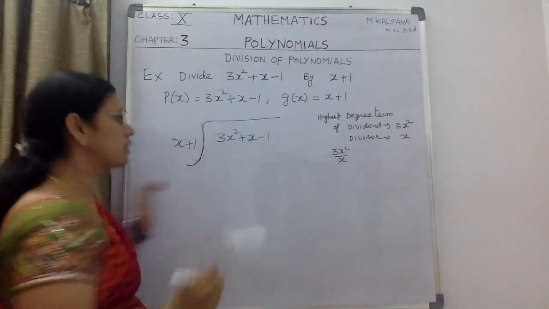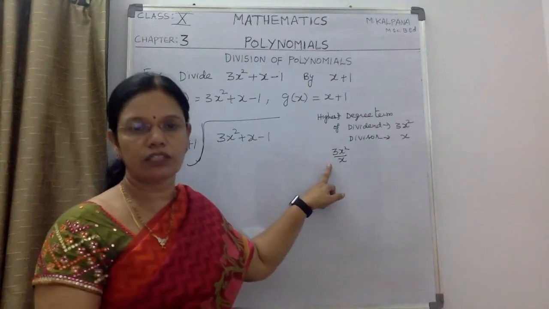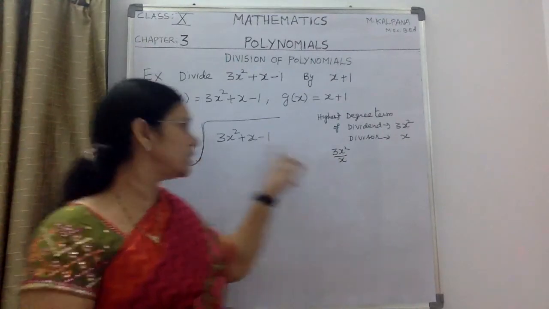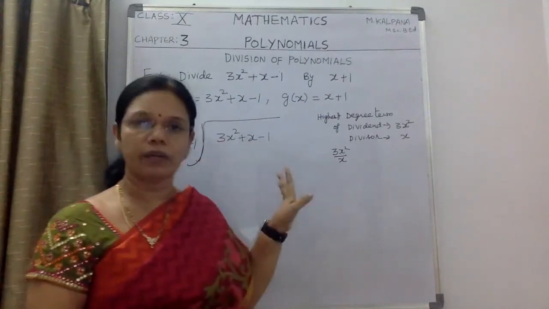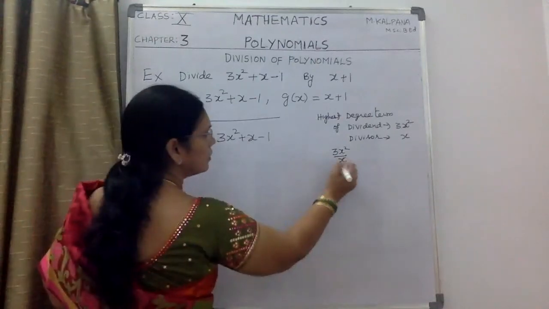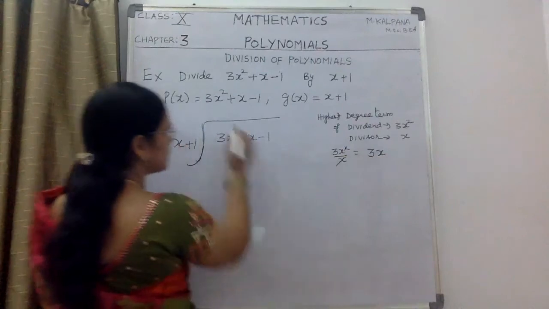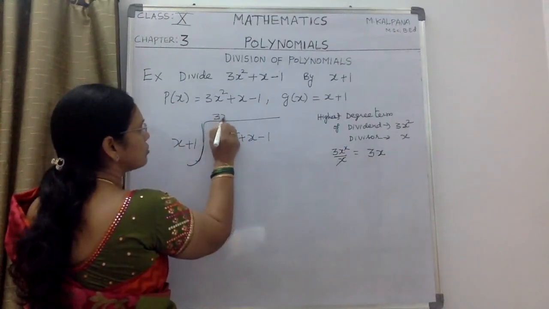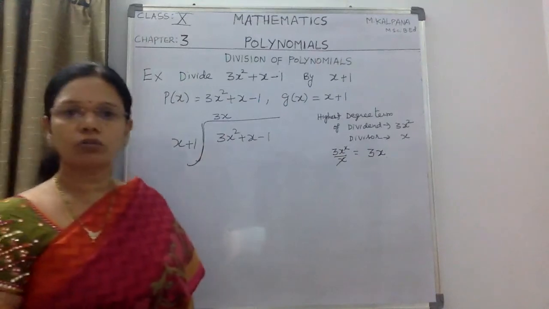Why are we doing this division? Because to get the first term of the quotient, children. So what is our aim here? We have to know the quotient and we have to know the remainder. So here let us divide. So 3x will be the first term of the quotient. So you write 3x as the first term of the quotient.